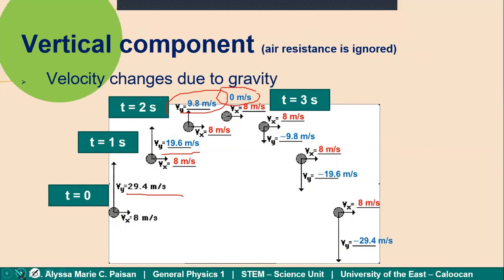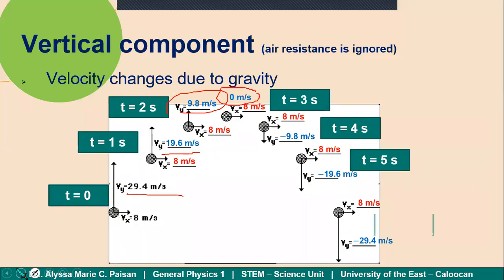The velocity along the y is 0. And then after 1 second ulit, it became negative 9.8, tapos naging negative 19.6, and lastly, naging negative 29.4. So, nagbabago siya. And the reason is gravity.